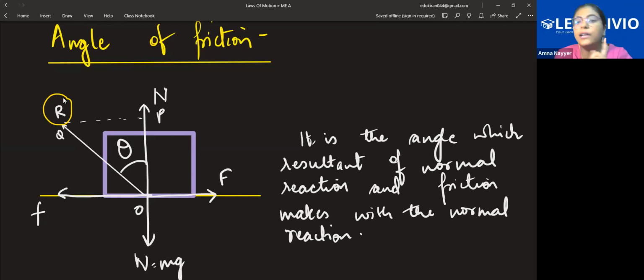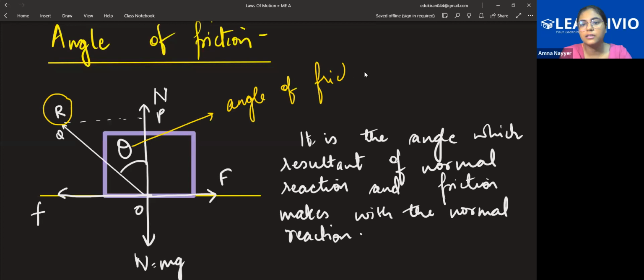Now, what is the angle of friction? Again, be aware whenever an angle is asked, whether it's angle of friction or angle of repose. This is angle of friction. So angle of friction is basically the angle between the normal reaction and the resultant of normal reaction and friction. This is the angle of friction.